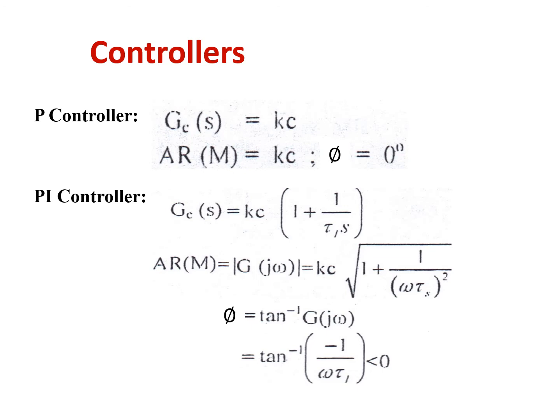So now we go to the controllers. For the proportional controller, GC equals KC, the amplitude ratio equals KC, and the phase lag is just 0. There's no phase going on here because there's no s dependence; it's just a constant. So the amplitude is constant and the phase lag is 0. For the PI controller, substitute s equals j omega. You get the amplitude ratio given by this part, and the phase lag is given by this term, which is less than 0.